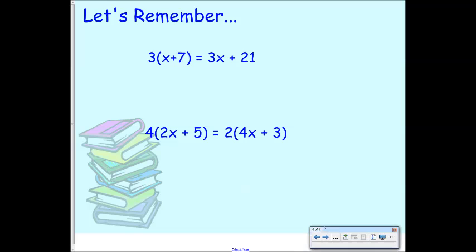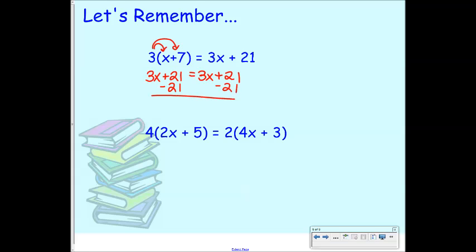Okay, let's take a look at this one. Just as a reminder, what's going to happen when we do this one? This is an equation. These are two equations. Let's go through these and see what happens. So on the left side, I want to distribute, and I get 3x plus 21 equals 3x plus 21. If I subtract my 21s, I get 3x equals 3x.